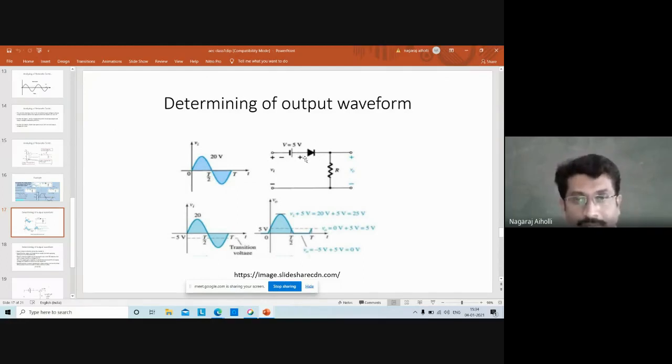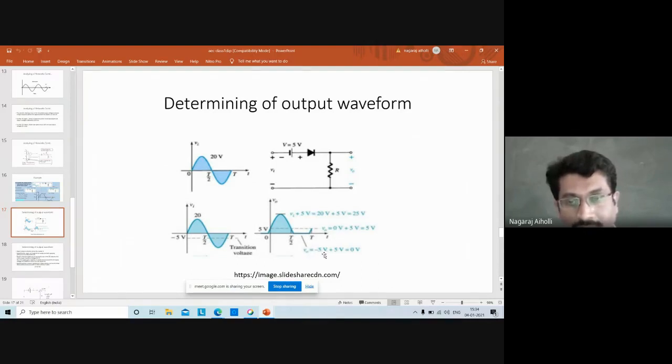See here, even for the negative portion, the polarity will be minus plus, Vi will be minus plus. When it is minus plus, the positive of this is connected to positive. As it is minus plus here, it is now going into the reverse bias condition.